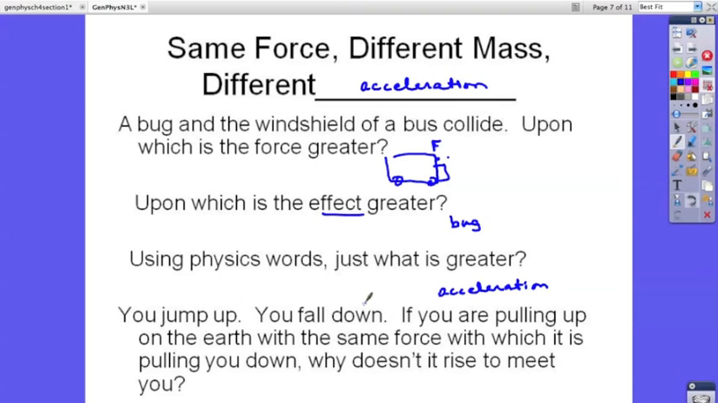You jump up, you fall down. If you're pulling up on the earth with the same force with which the earth is pulling down on you, why doesn't it rise to meet you? Well, the earth's really, really big, and you're really, really small. So you jump up, you jump down. The earth is so massive that that force doesn't cause much of an acceleration.